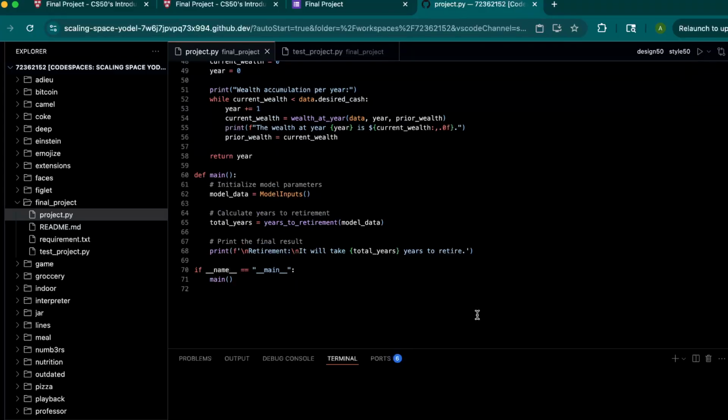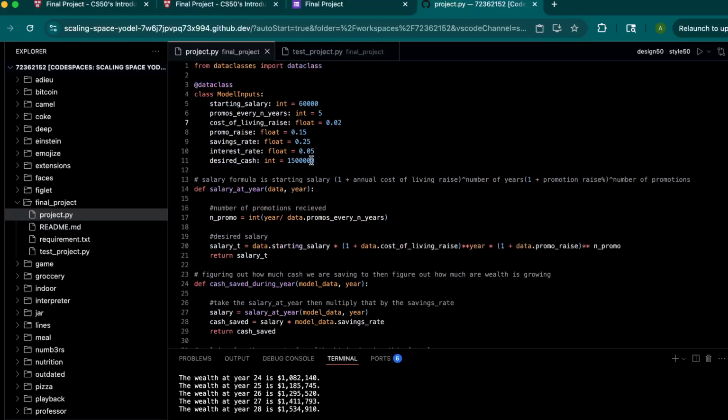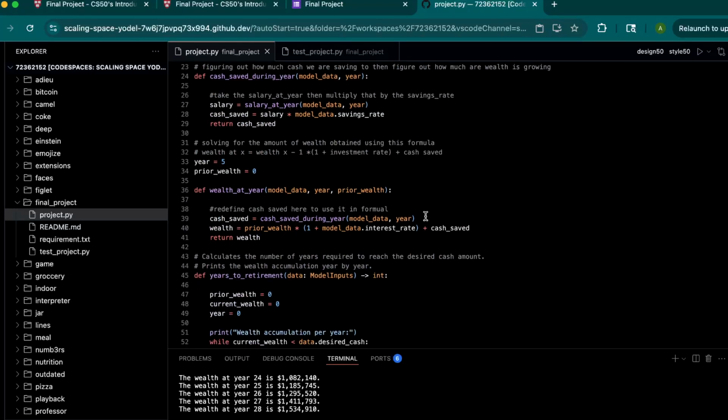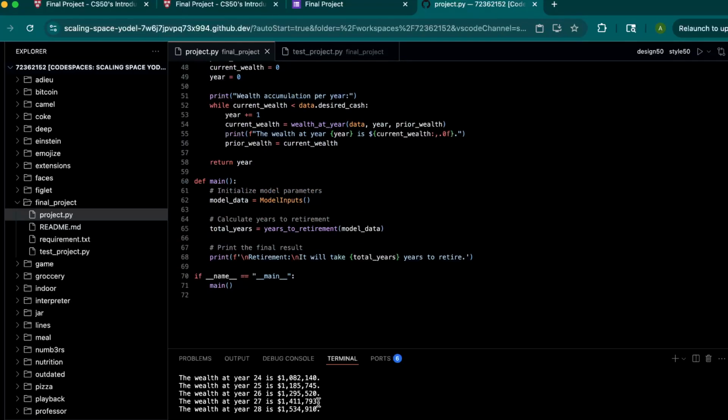So if we run the code here, we can see that we get the outputs from years 1 all the way through 28, and then it will say it will take 28 years to retire, because if we go back up here, our desired cash is 1.5 million, and at year 27 we hit 1.41 million, and then at year 28 we finally hit 1.5 million. So that's how long it will take for us to retire.